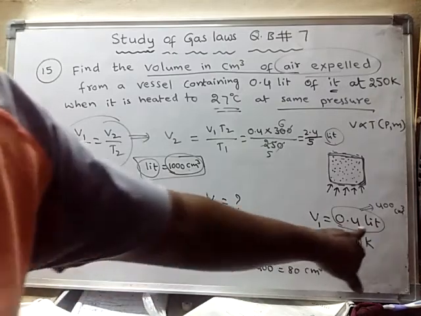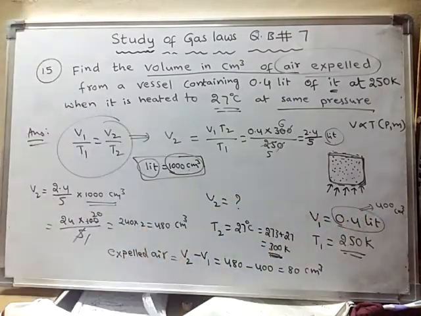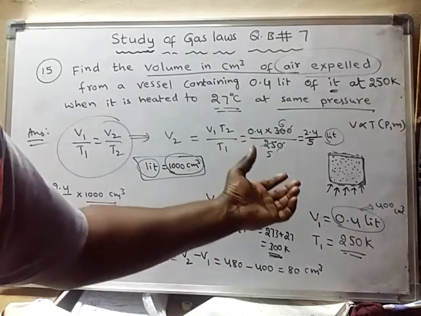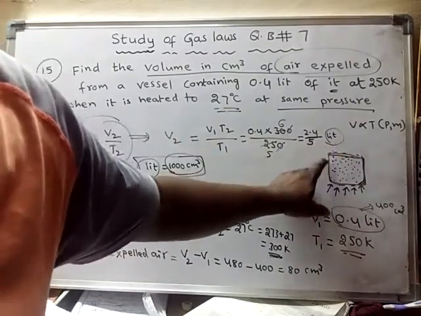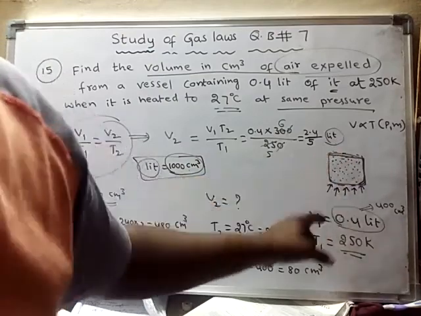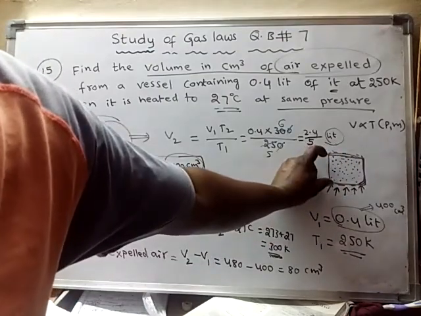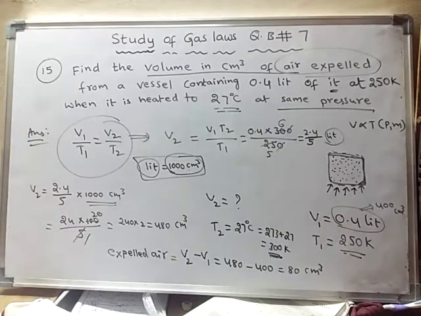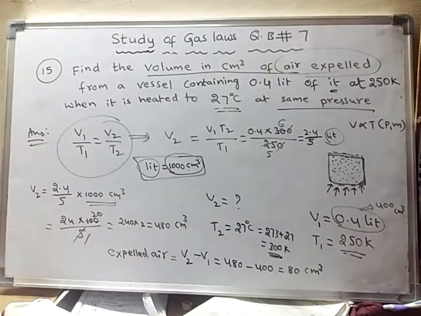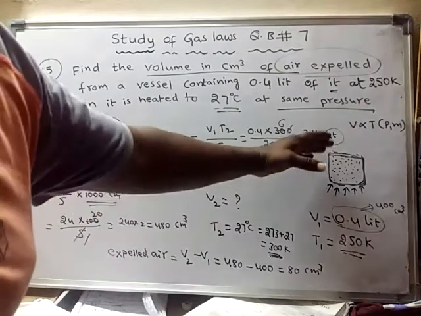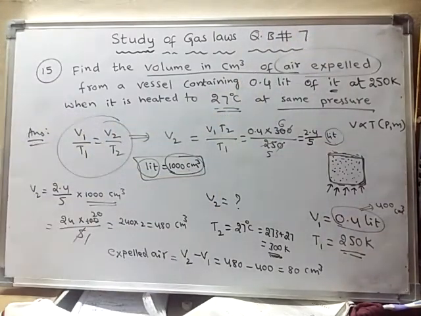That means there is an increase in volume by how much? 80 centimeter cube. That increased volume of air cannot be held by this vessel, because the vessel's maximum capacity is 400 centimeter cube only, but the new volume is 480 centimeter cube. So that means 80 centimeter cube of the air will be thrown out. That won't remain in the vessel. It will be expelled out from the vessel.